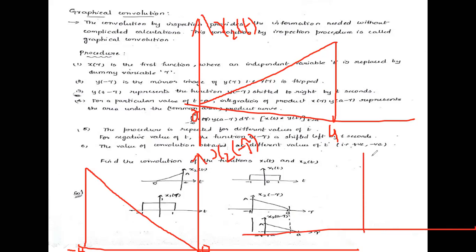Now you can multiply this function with x1 of tau. What is the x1 of tau? It varies from -1, 0, and 1. Let the magnitude be 1. Here it starts from -4, and slowly it decreases. At -3 the value is 3, at -2 the value is 2, at -1 the value is 1, and at 0 it is 1. So here the -3, -2, -1.